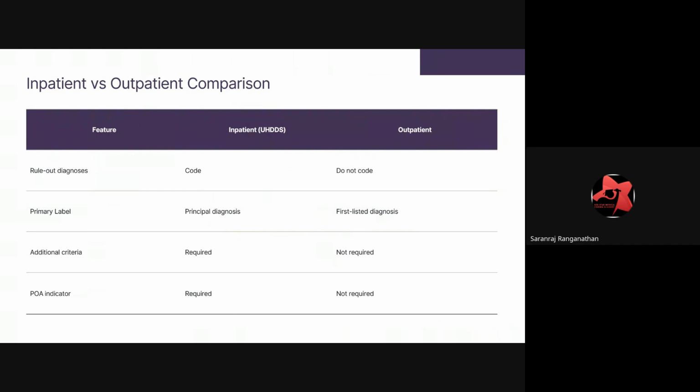Then primary label, principal diagnosis. Here the primary diagnosis or first listed diagnosis is what is seen in the impression. Principal diagnosis is the condition that is the reason for the inpatient admission. Then additional criteria required or not required, and POA indicator required or not required. Additional criteria means whether other conditions, clinical indicators, and clinical features are needed. Yes, it is definitely needed for inpatient. For outpatient it's not required. Based on the impression, I will just code the condition and go. For the POA indicator, I need to tell whether the condition was present on admission or hospital acquired. For outpatient it is not required. So this is the major difference between inpatient and outpatient based on the UHDDS guidelines.